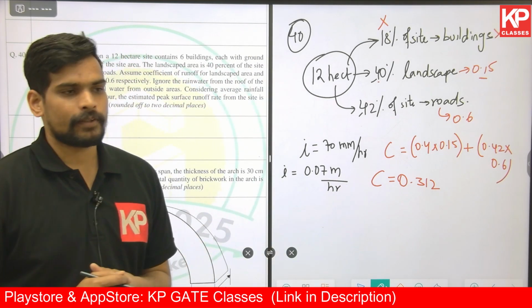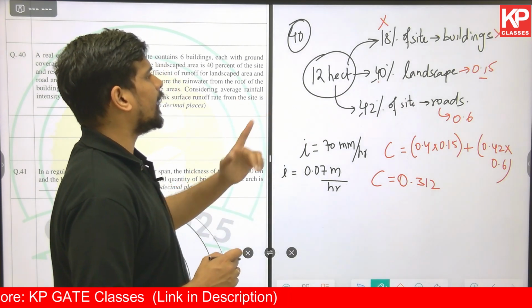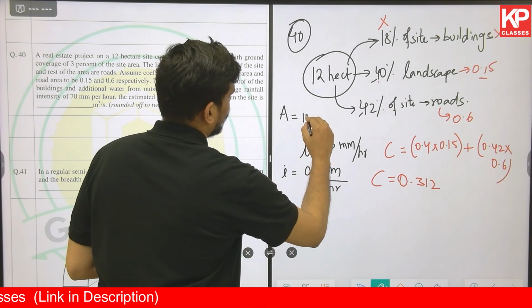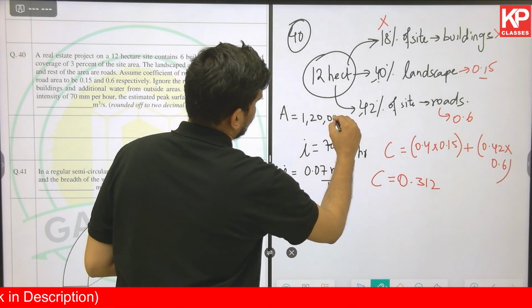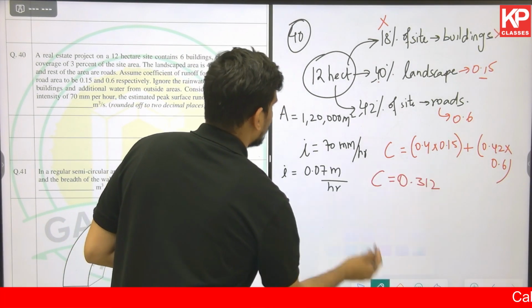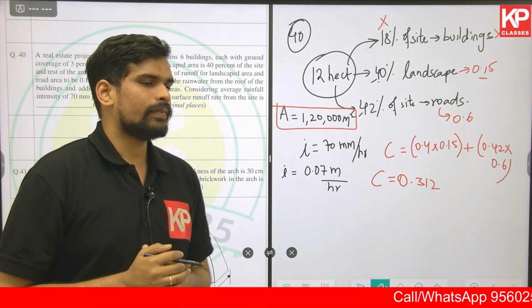I'll convert that hour into seconds in the last step. So you have C, you have I, and area is 12 hectares. You have to take that area in square meter. 12 hectares in square meter will be 1,20,000 square meter, because 1 hectare is 10,000 square meter. 10,000 into 12, that is basically 1,20,000.